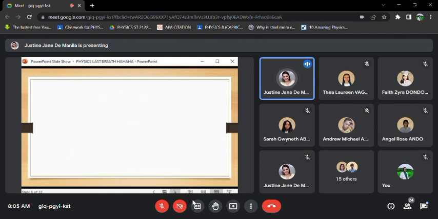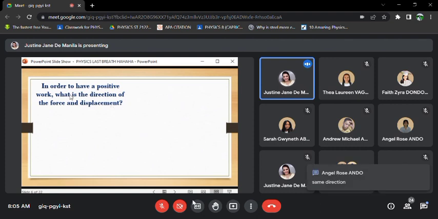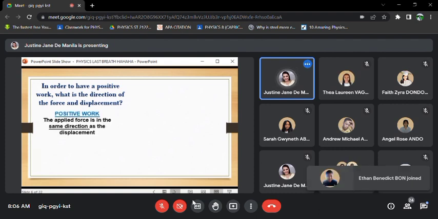So I have here a question. In order to have a positive work, what is the direction of force and displacement? When we say a positive work, according to Angel Rose, same direction. Okay, very good. It is in the same direction, which is what we call positive work.